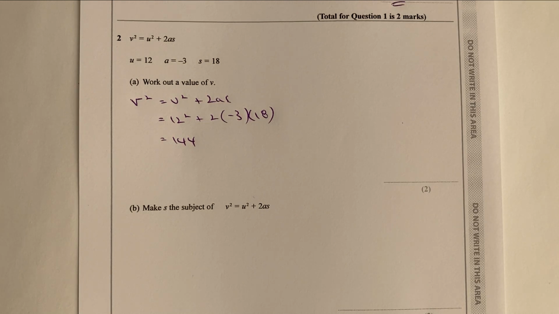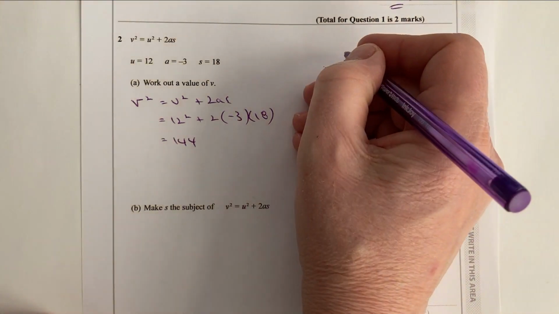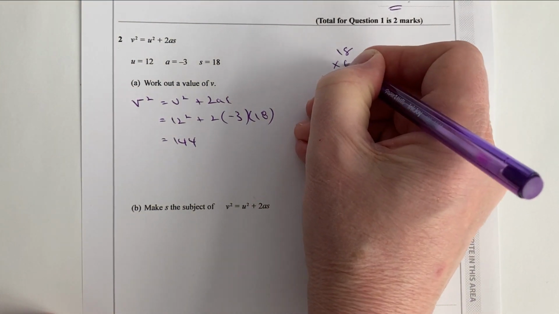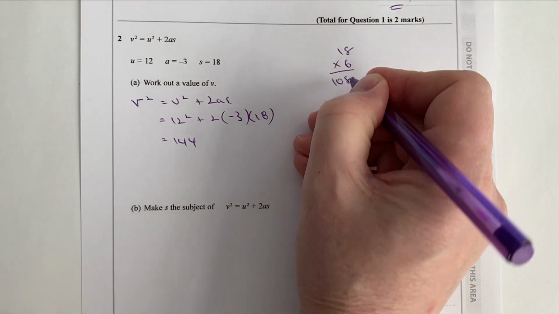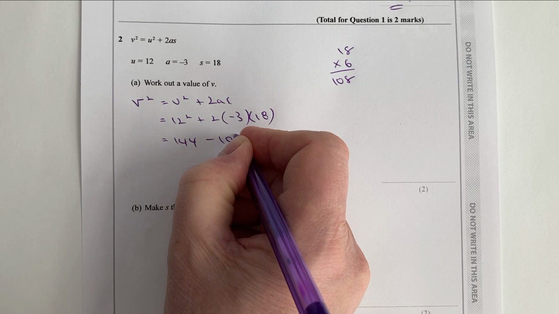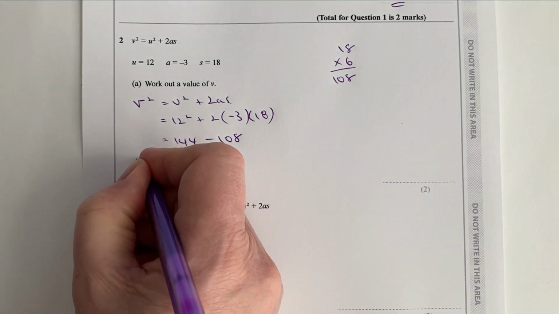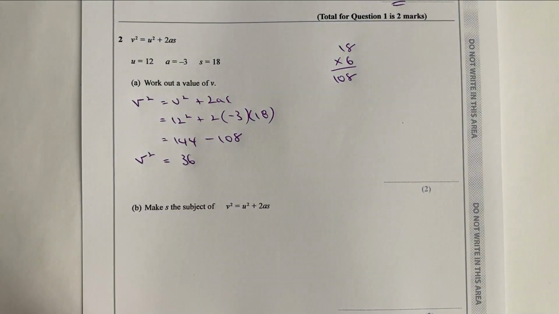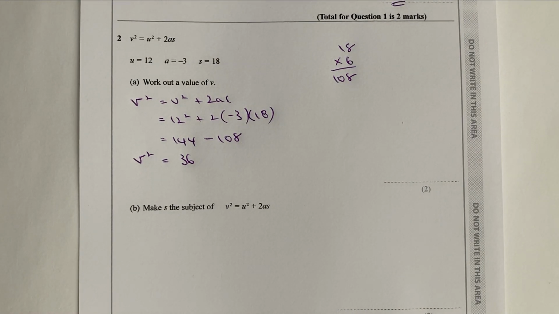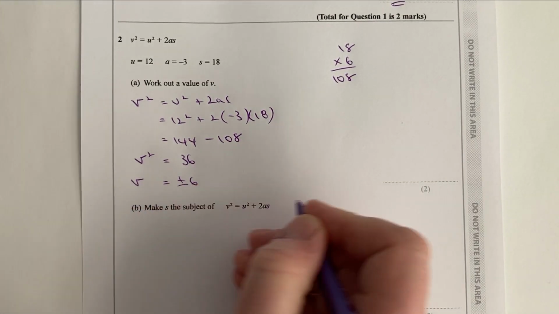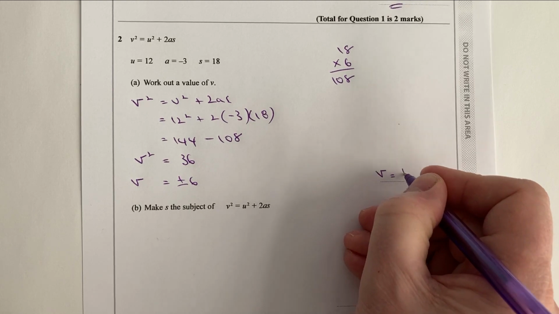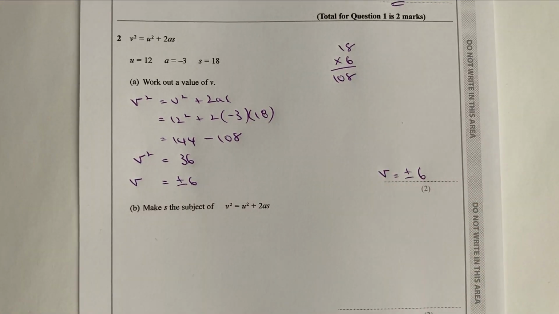So let's just work out the actual calculation. Now, you might do this slightly differently to me. I would just do 18 times 6 and I'd get 108. So it's going to be minus 108. Now, that means that V squared equals 36, okay? And the square root of 36 is actually plus or minus 6. So V is going to equal plus or minus 6. V equals plus or minus 6. And that would get you the full 2 marks for that question.